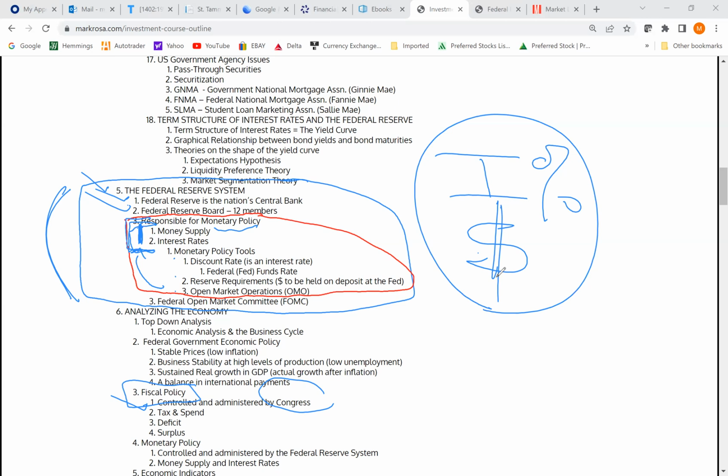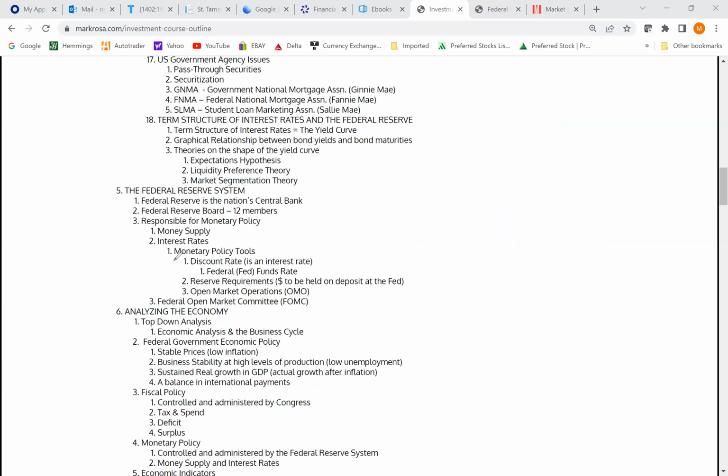So monetary policy tools. So guys, let me clean this up and say right here, these 3 things. So we're going to try to fit it in these 2 boxes. So the discount rate, that's an interest rate.